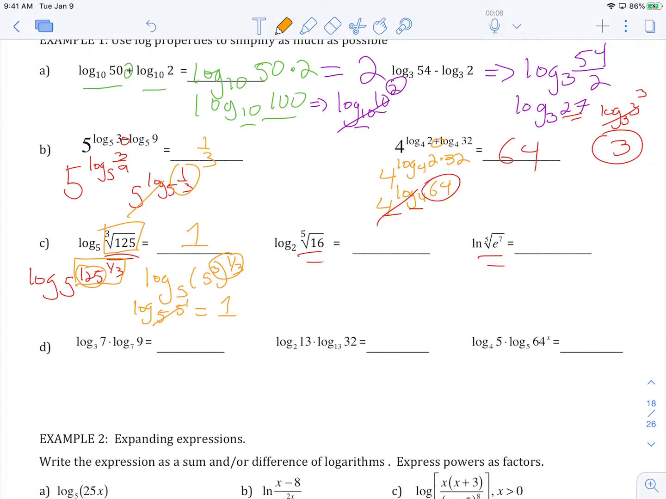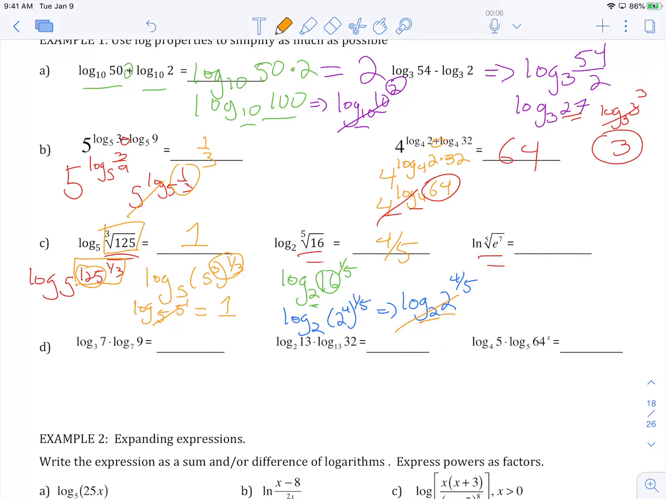Over here, this is to the 1/5 power. Okay, so log base 2 of 16 to the 1/5 power. And now I could change 16 because I know 16 is a power of 2. I could rewrite this as log base 2 of 2 to the 4th power raised to the 1/5 power, which is log base 2 of 2 to the 4/5 power. And since they are the same base, we're left with just 4/5.